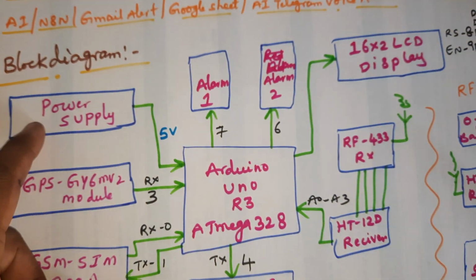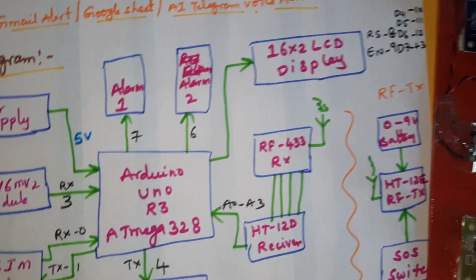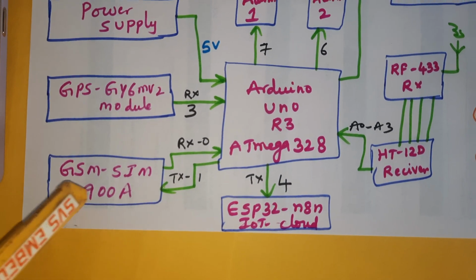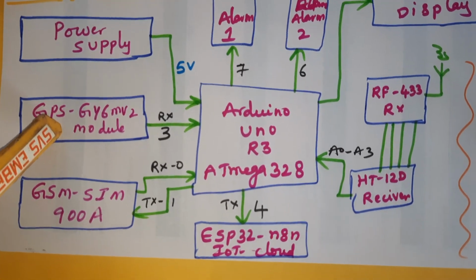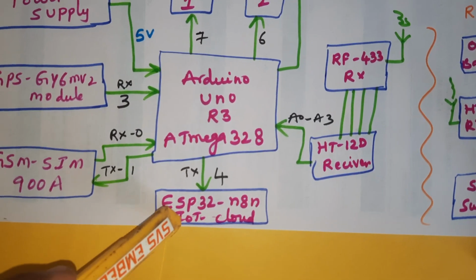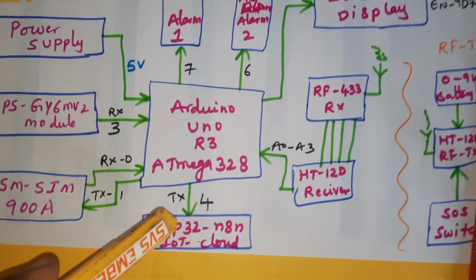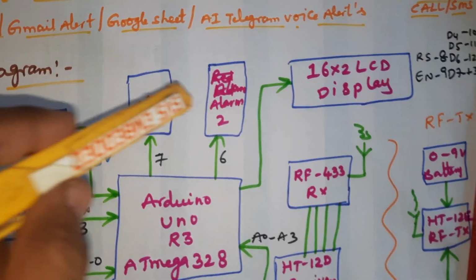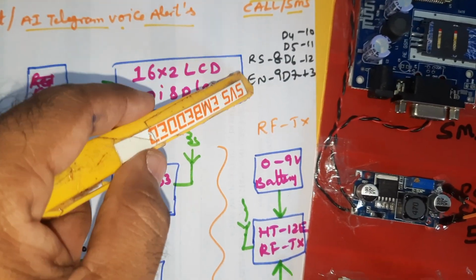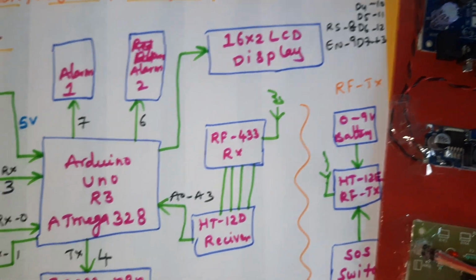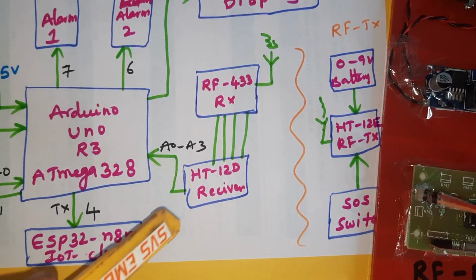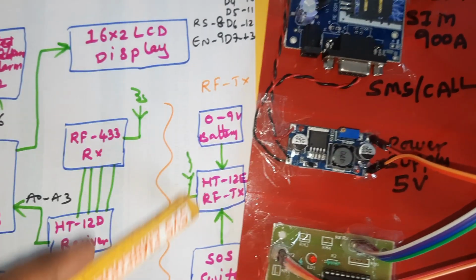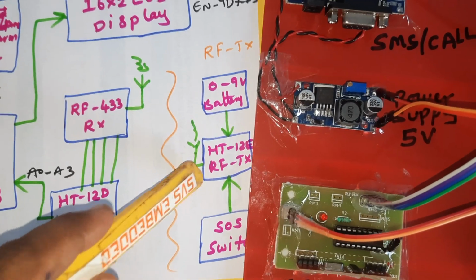5 volts power supply module, Arduino Uno R3 ATmega328 controller IC board, and GPS GY-6M V2 GPS module, GSM SIM900A for SMS alert, call alert, GPS for location tracking, ESP32, N8N cloud data sending for the N8N cloud server, SMS, telegram voice alert and telegram alert, email alert, Google spreadsheet alert. Alarm 1 and alarm 2, 16x2 LCD display connected with RS, enable, D4, D5, D6, D7, 8, 9, 10, 11, 12, 13, and RF receiver module connected to the ST12D, A0 to A3 pin numbers, and Bangle part, transmitter part, 9 volts battery, ST12E encoder, and SOS switch button.